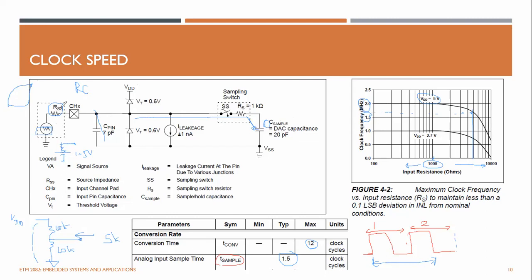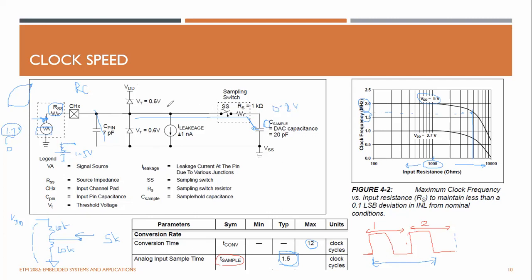If you use a very high impedance, like 100K voltage dividers, you cannot use a very fast clock period, because 1.5 clock periods is not sufficient to charge this capacitor to whatever voltage you provide from your source, right? So let's say your analog voltage changes from 0 volt to 1.5 volt, but the capacitor is not charged to 1.5. It may still be around 1.2 volts, but you have already passed 1.5 clock periods, so your ADC reading will be off, but you expect 1.5 volt.